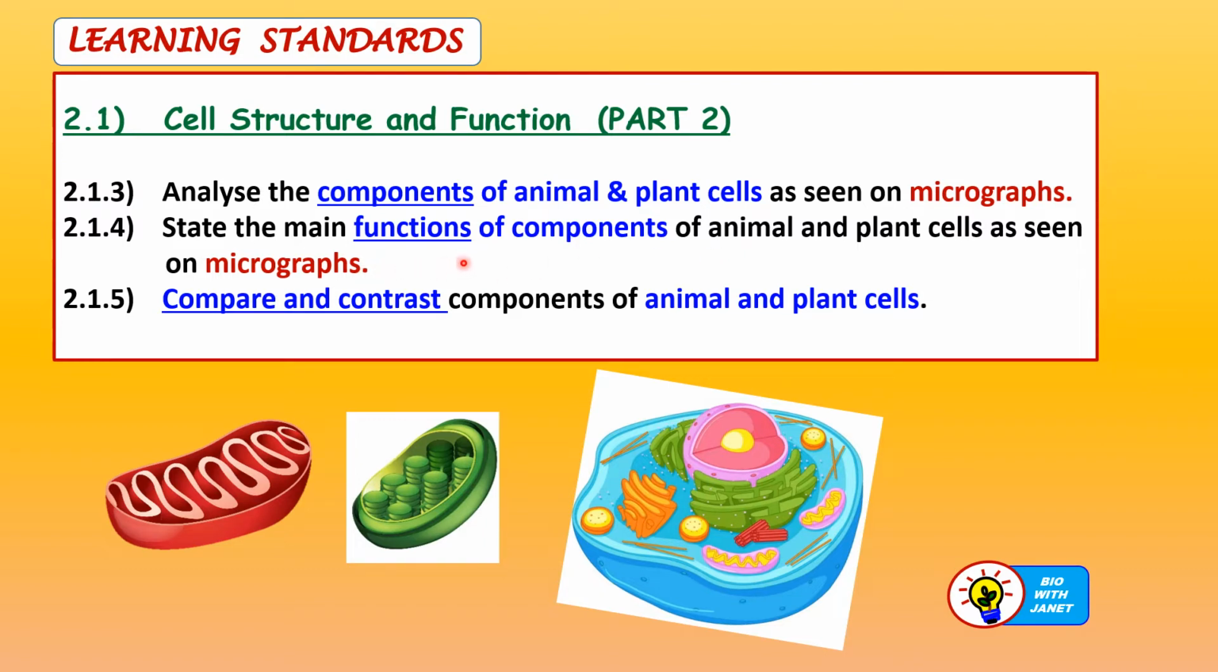We will also be discussing the structures of the components or organelles such as the nucleus, Golgi Apparatus, lysosomes, and so forth. And then, apart from the structures, we'll discuss their functions. Then we are going to compare and contrast the components of animal and plant cells by discussing the similarities and the differences between animal cells and plant cells.